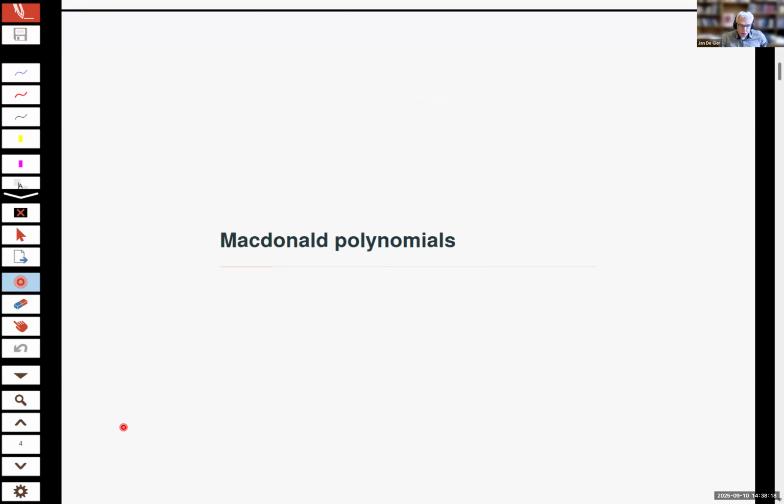So to my talk then. There are connections between, and several speakers have alluded to this already, exactly solvable models, representation theory, combinatorics, and many different areas. And I want to describe some of those that relate to my own work. And the first one is related to Macdonald polynomials.